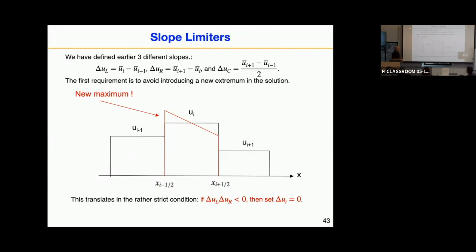So, okay, now we consider a case where the solution is monotonous. It's either growing or decreasing, right? So now how do we compute phi?